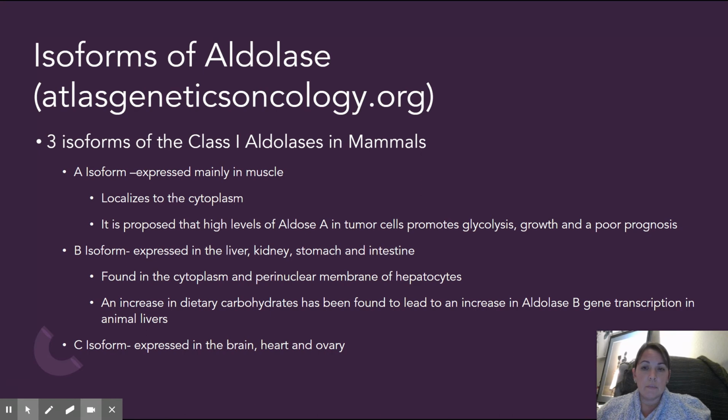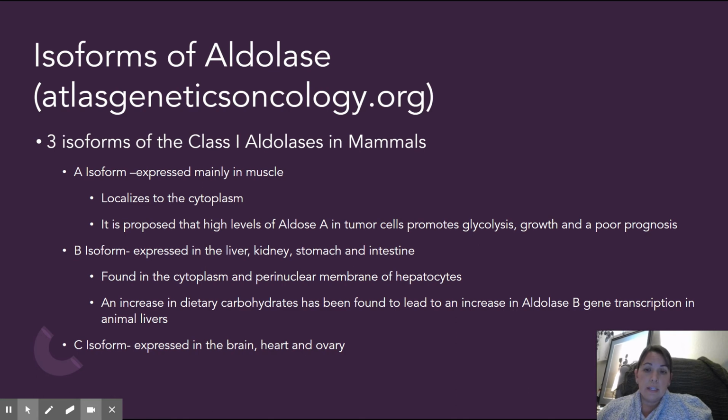It localizes to the cytoplasm, and it's proposed that high levels of aldolase A in tumor cells indicate a very poor prognosis, because it's thought to promote glycolysis in tumor cells, which results in growth and proliferation of the cancer cells. The B isoform, which we are actually going to look at a bit more in depth, is expressed in the liver, kidney, stomach, and intestine. It's found in the cytoplasm and perinuclear membrane of hepatocytes.